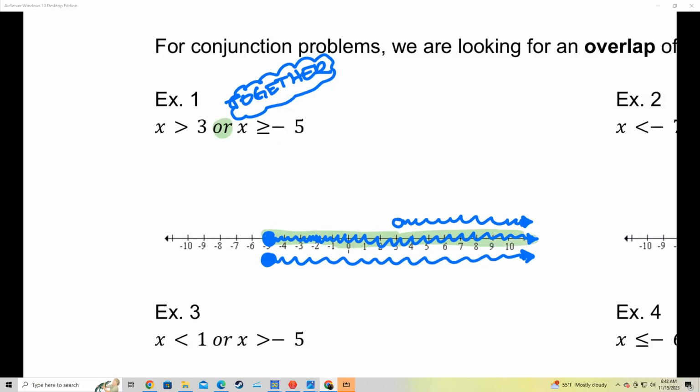Let's try another one. I have x is less than -7 or x is less than or equal to 0. Remember that or means that we're going to put these two sets together.